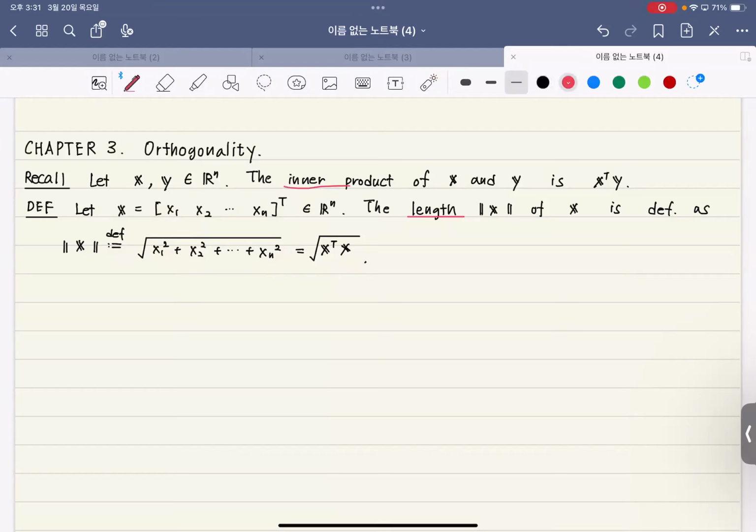Inner product and the length. Also, length can be understood as taking the inner product of x with itself and taking the square root. So this is again the length of the vector. Now, inner product and the angle are very closely related. This can be easily seen by looking at the law of cosines.